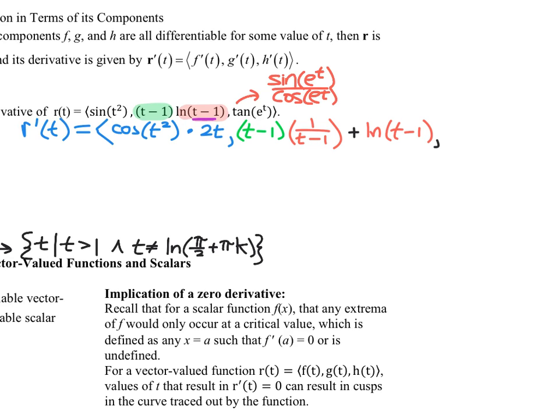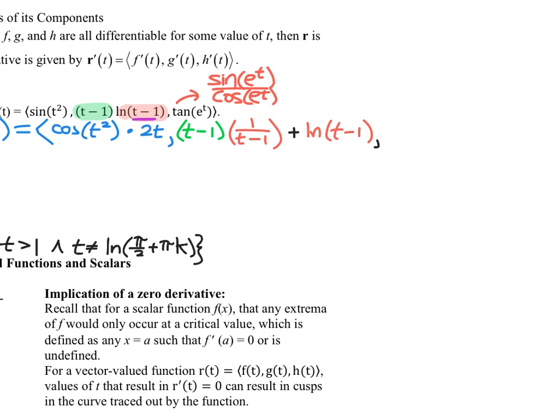And then for the last part, yeah, we need to know facts. What's the derivative of tangent in general? Secant squared. So secant squared of e to the t. It's chain rule, so I have to multiply by the inner function's derivative. Derivative of e to the t is e to the t.